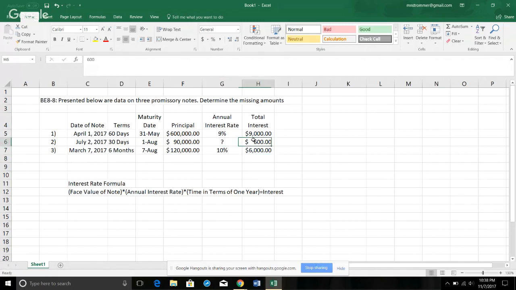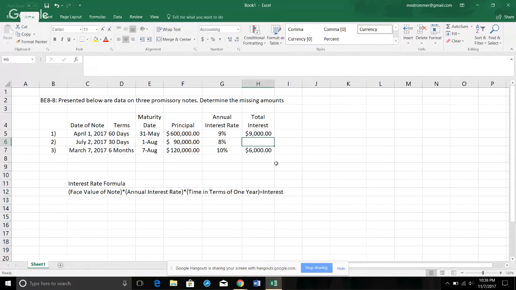Now for this one here, just for sake of time, basically what we need to do is figure out the annual interest rate, given the total interest. So just using some algebra here, I was able to figure out that the annual interest rate was 8%. So we'll just go 0.08, hit enter. We'll change this to a percentage up here.